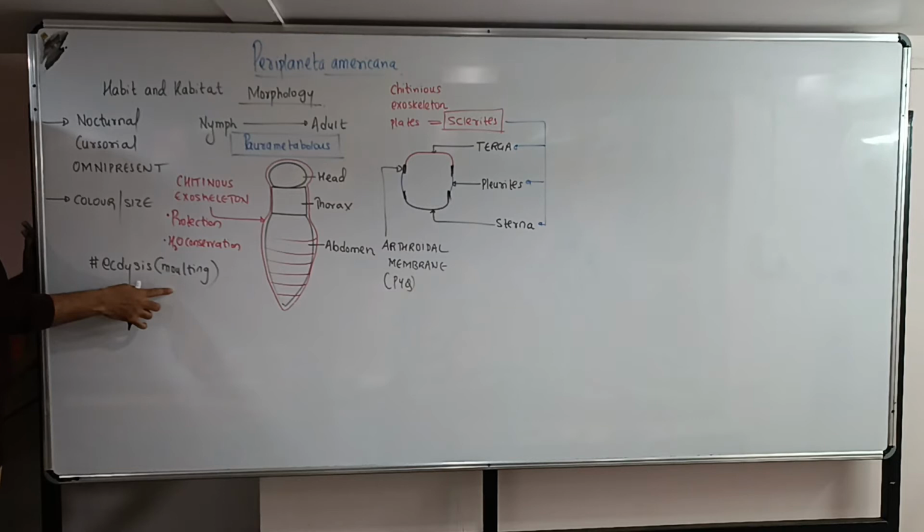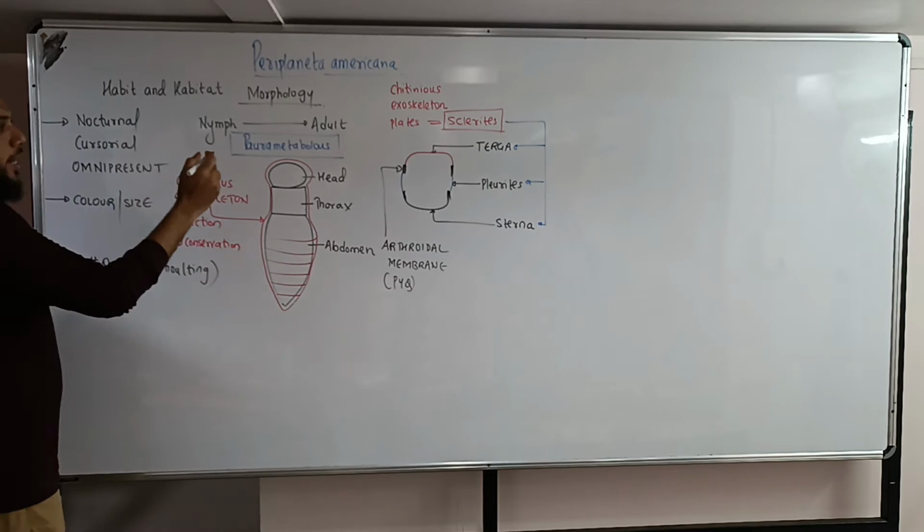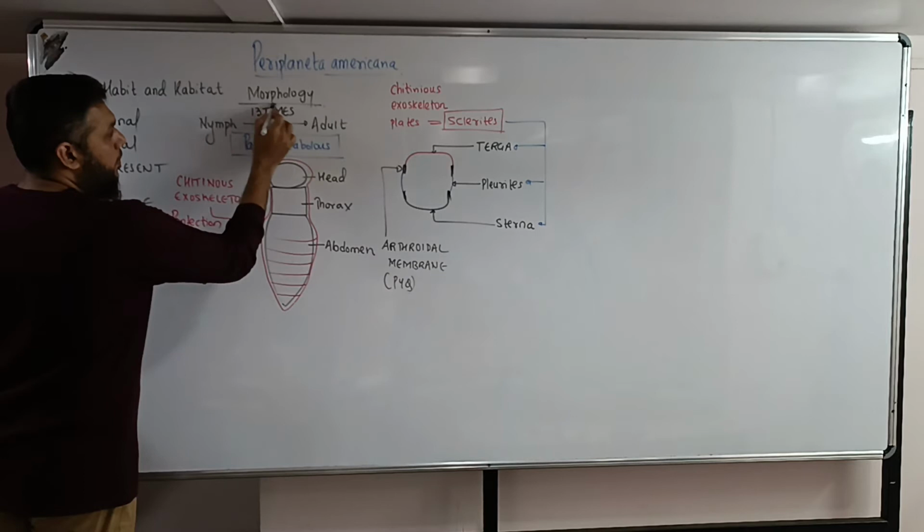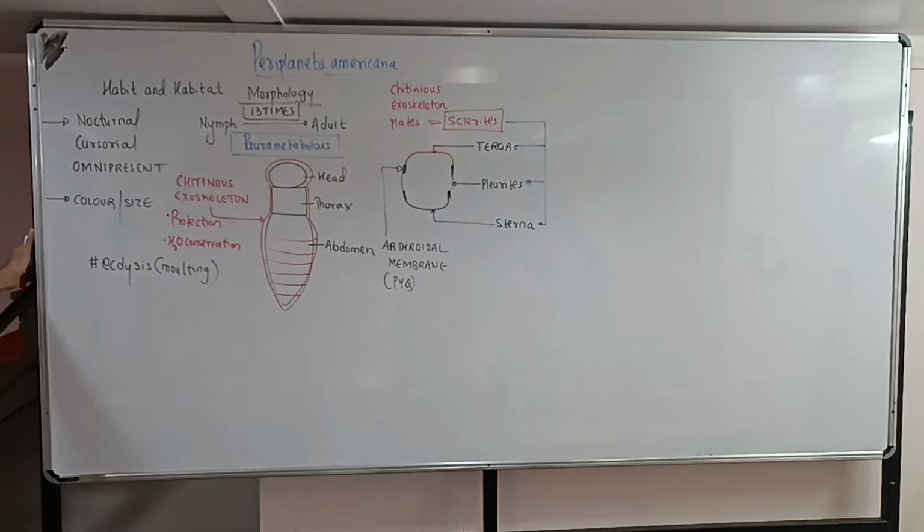Okay. Now the nymph undergoes ecdysis almost 13 times, and it results in the formation of an adult. How many times will it undergo ecdysis, children? 13. Now, did everybody understand or not? Yes. The body is divided into how many parts? Three parts. What are the three parts? Head, thorax, and abdomen. Remember?